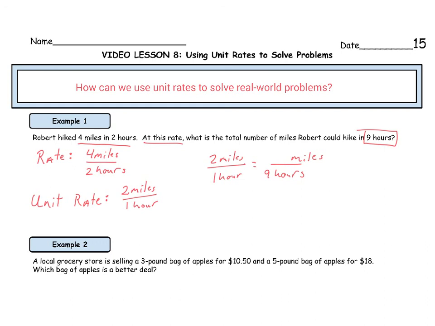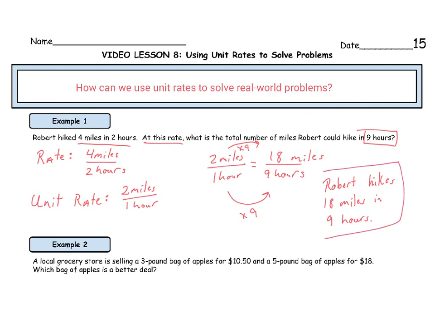So in order to find equivalent ratios, in order to figure out the amount he travels in 9 hours, I have to multiply 1 times 9 to get 9. Whatever I do to the bottom, I have to do to the top. 2 times 9 is 18. We can end this question by writing a sentence. Robert hikes 18 miles in 9 hours.